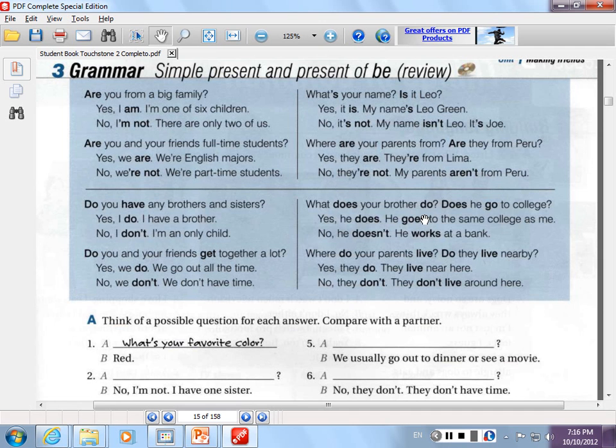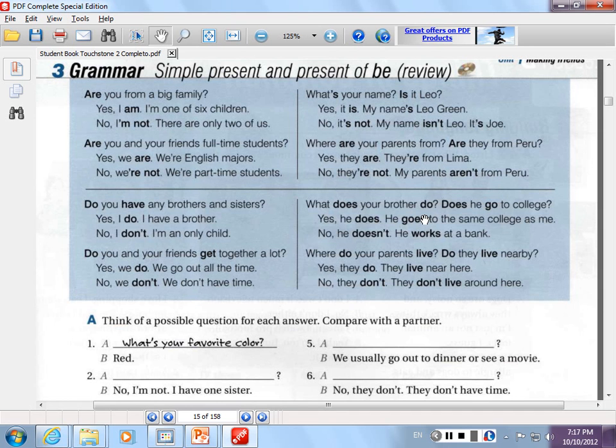Are you and your friends full-time students? Yes, we are. We are English majors. English majors, it means we study English. No, we are not. We are part-time students. نحن طلاب بدوام جزئي. So we have full-time student and part-time student.